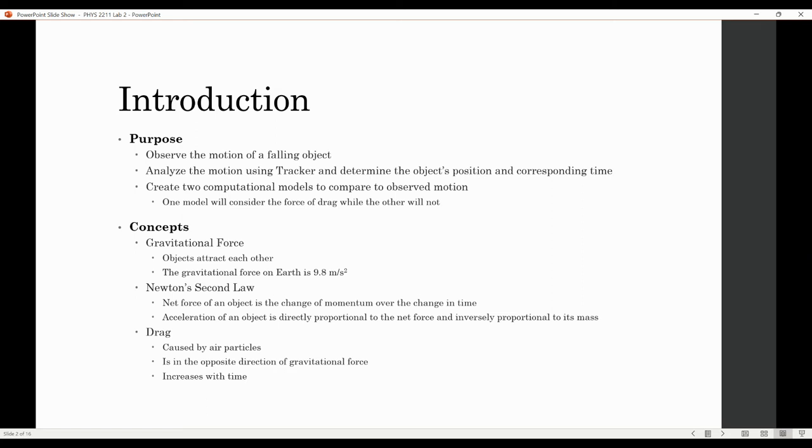Important concepts in this lab are gravitational force, Newton's second law, and drag. Gravitational force is the force that acts on an object when it is attracted to another object. Newton's second law states that the net force on an object is the change in momentum over the change in time. Drag is the force that acts in the opposite direction of gravitational force.